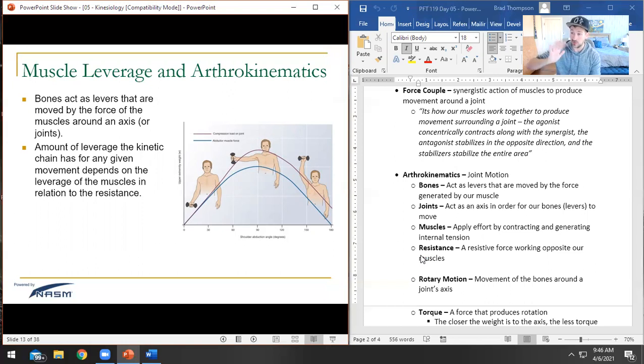So one goes this way, one goes this way, right? We want to have a good relationship there. Most people don't. Most people have way too much calf strength and not enough shin strength. So most people dump all their strength in the back of their calf. So we often need to stretch that out and strengthen the opposite side of the joint.